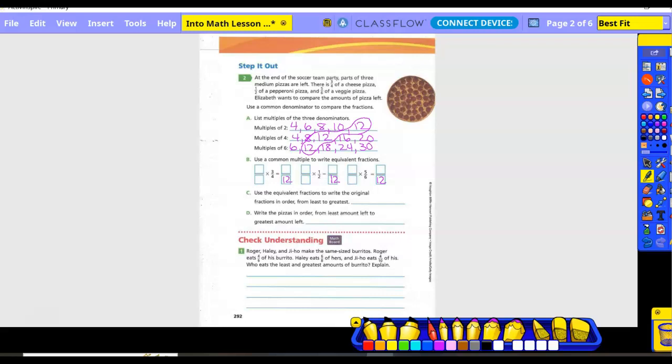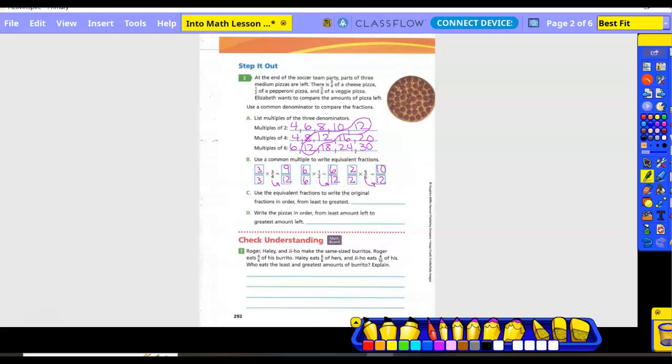Okay, so how did I get from 4 to 12? By 3. What I do on the bottom, I do on the top. So 3 times 3 is 9. How did I get from 2 to 12? Times 6. What I do on the bottom, I do on the top. 6 times 1 is 6. How did I get from 6 to 12? Times 2. 2 times 5 is 10.